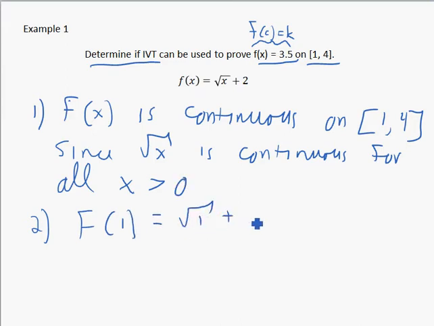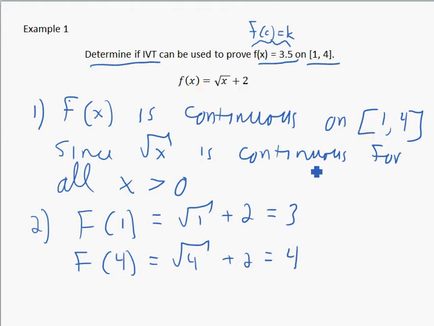f of 2 is equal to the square root of, not 2, 4. f of 4 is equal to the square root of 4 plus 2. Well, that's 4. So my function's continuous, and the y values go from 3 to 4. And since it's continuous, then somewhere in between 1 and 4, my function must equal 3.5. And that's exactly what we're going to say as our answer to if IVT can be used.